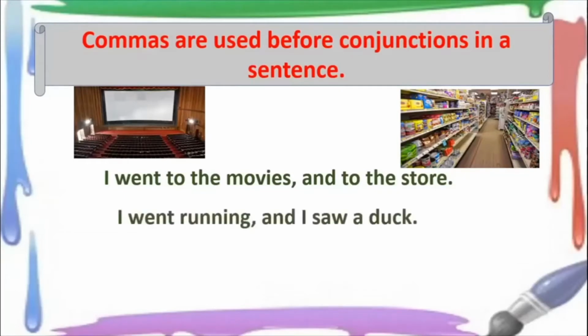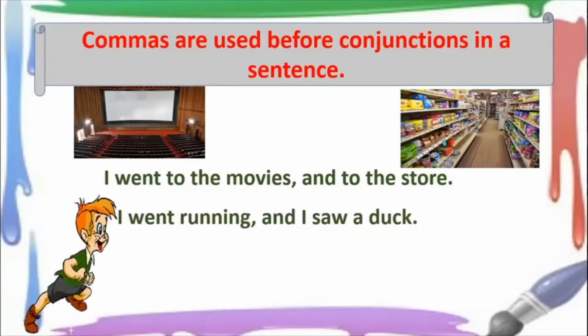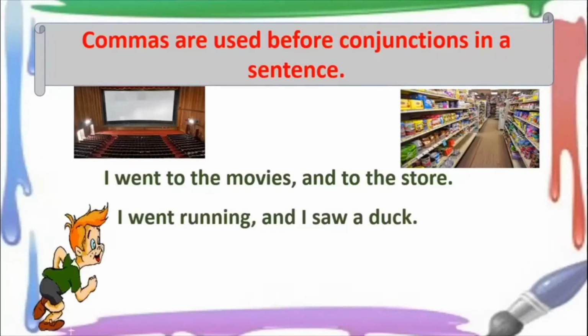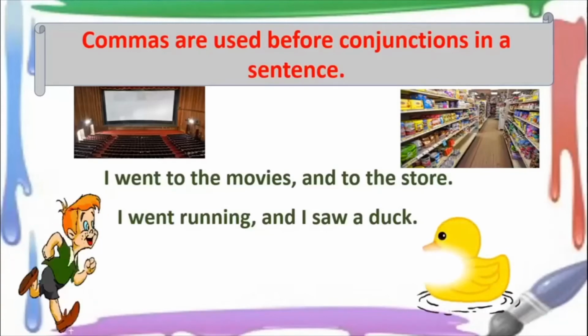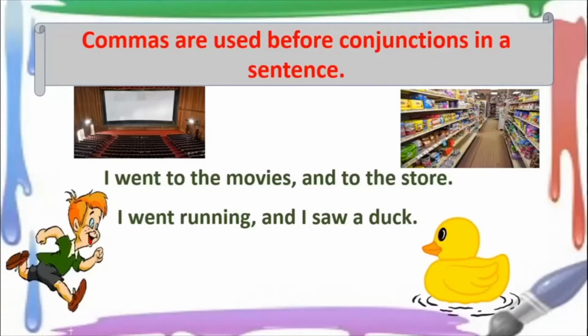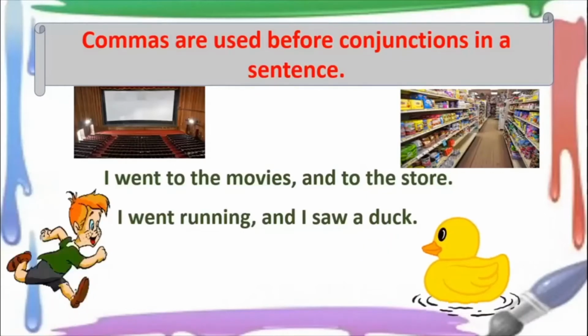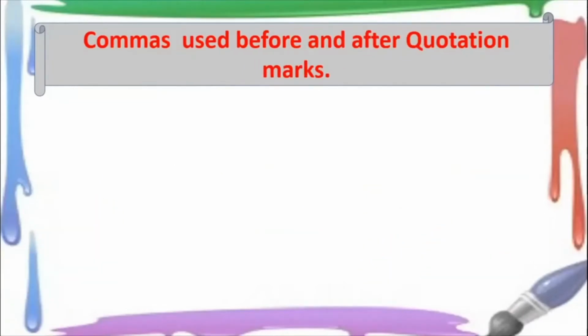One more example. I went running and I saw the duck. So: I went running, comma, "and," the conjunction, I saw the duck. Okay, so these are how commas are used in a sentence.